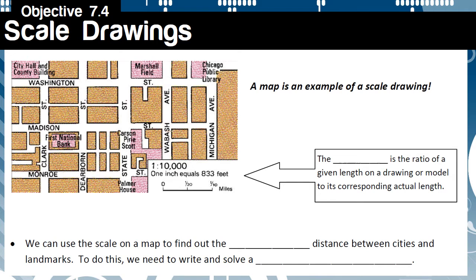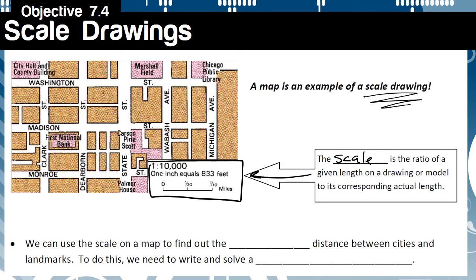So here we're given this map, and obviously this map is not the real life size of the city. Otherwise it'd be some really tiny people. But this map is an example of a scale drawing. If you follow the arrow right here, this is the scale that we're talking about. This is the ratio of the given length on the drawing to its corresponding actual length. So on this map, if we had a ruler and we measured 1 inch, that would be equal to 833 feet.